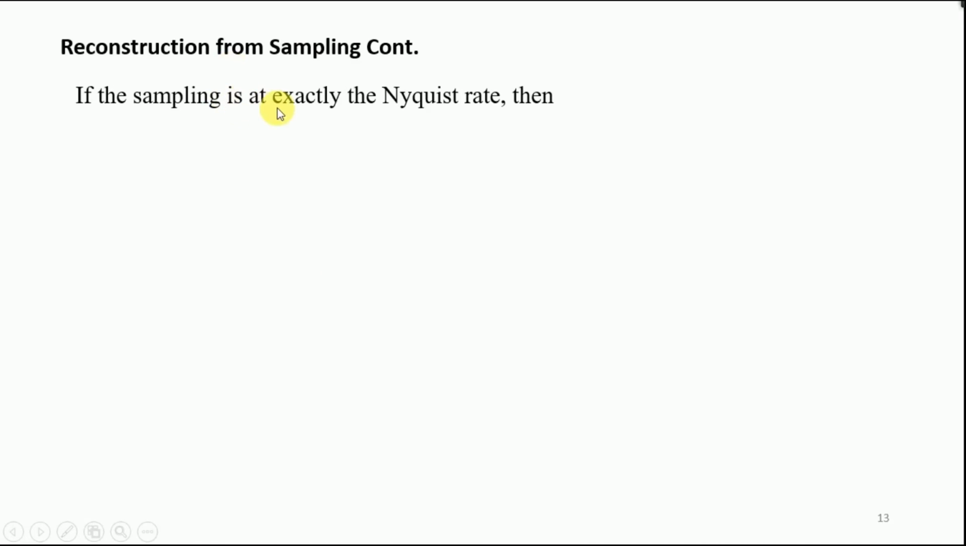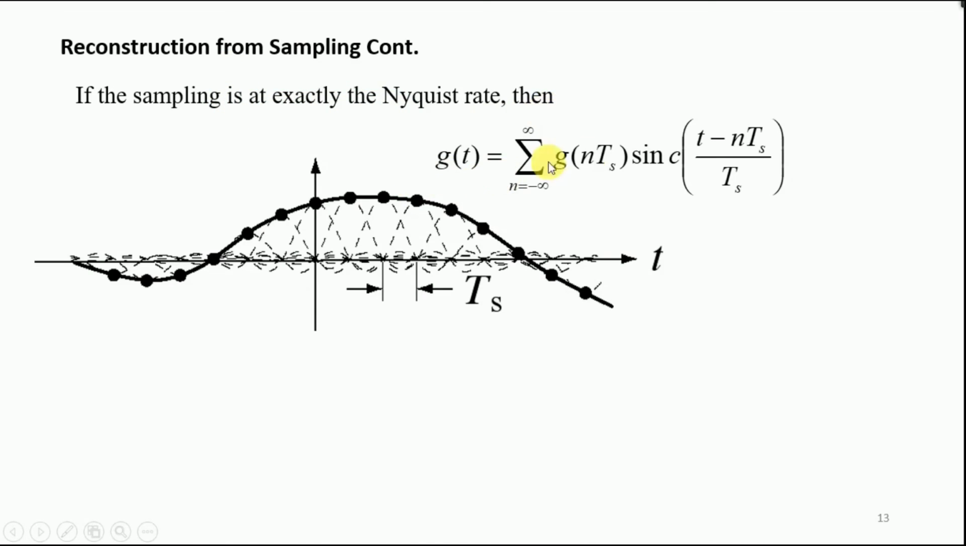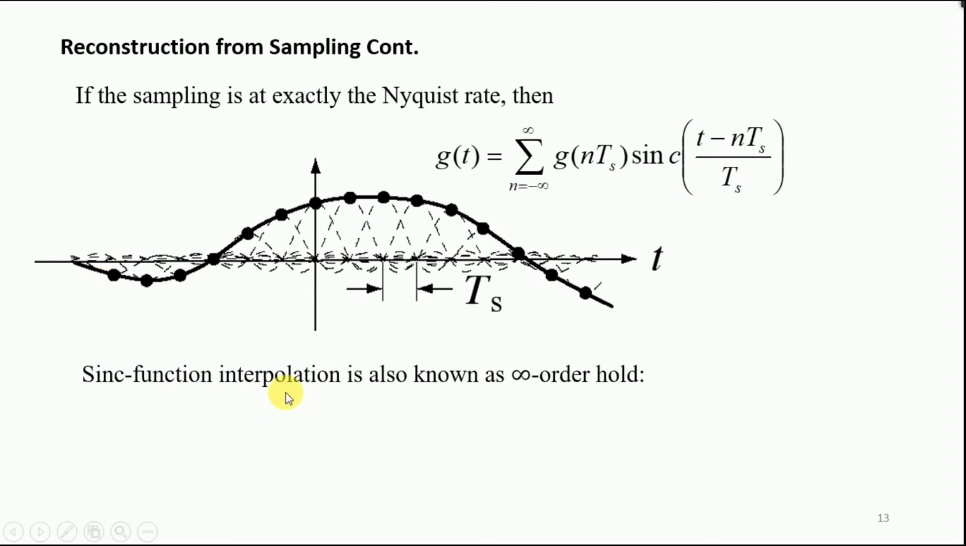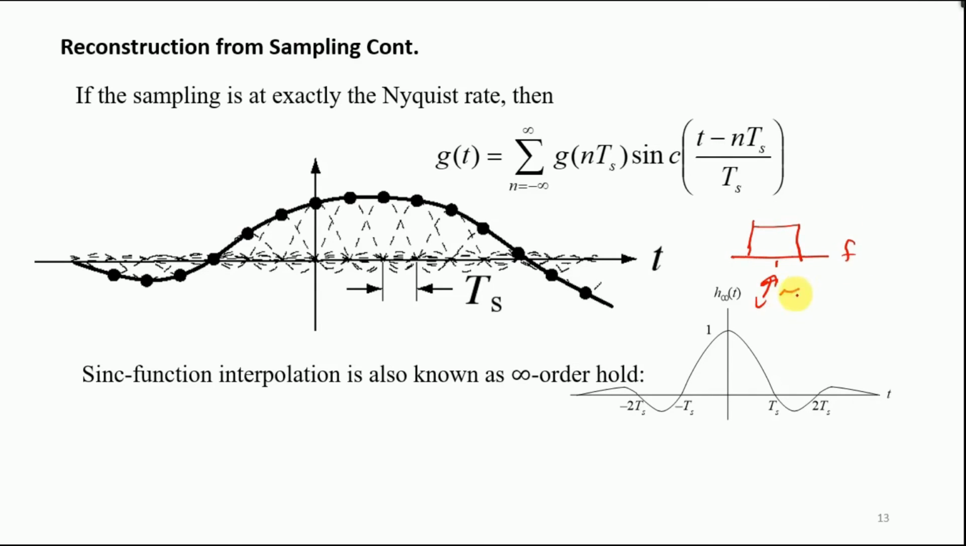So this means that if sampling is exactly at the Nyquist rate, then we have g of t in terms of the sampled version g of nTs times the sinc function, right? Sinc function interpolation is also known as infinity order hold. Why is it so? It's because in the frequency domain, as I mentioned, we have simply a rec function. If we take the inverse Fourier transform, we would have a sinc function. But this rec function, which has a sharp transition, would need an infinity order filter to achieve this transition, right? So that is why we have this infinity order hold. We would not be able to create this kind of a filter.